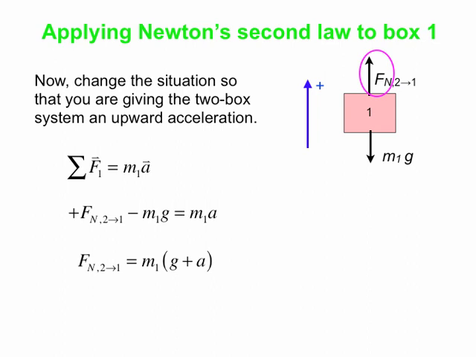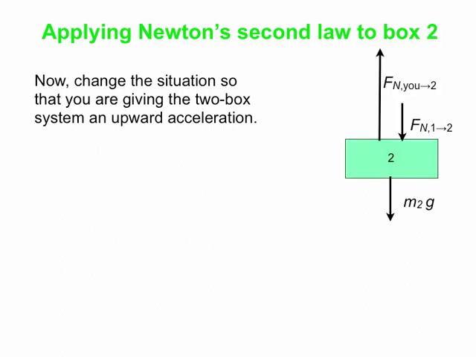So this goes back to near the beginning when I said you don't want to say that Fn of 2 on 1 is always equal to m1g. It's not. Here's a case where it is not. Okay, keep going. We'll do it for box 2. Once again, we're stuck with the force of gravity. That doesn't change. The Earth doesn't care which way the box is accelerating. Still has the same force on box 2. But the two normal forces both increase in size.